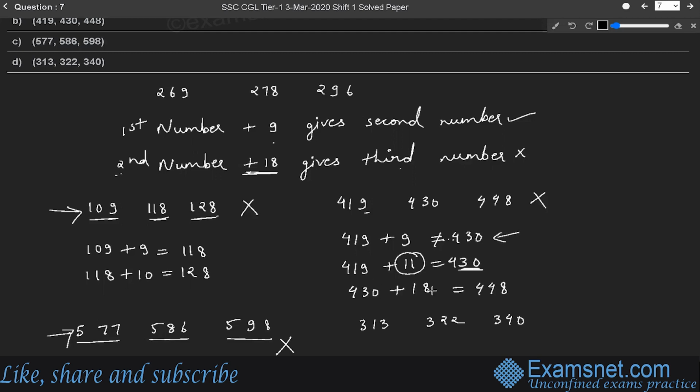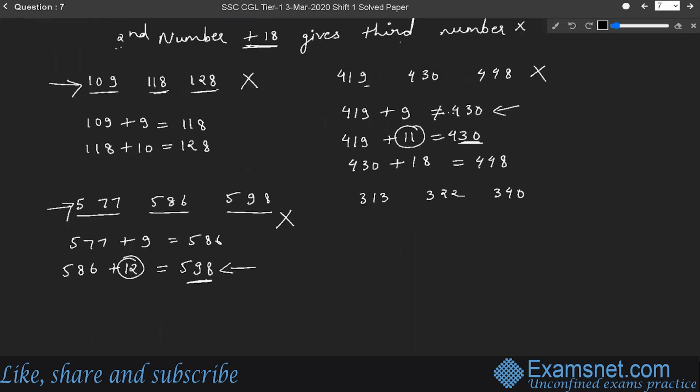Now applying the same concept here, first number plus 9. Here the first number is 313. 313 plus 9 will be equal to 322, which is the second number. So the first part is absolutely correct. The second part of the concept is second number plus 18 gives the third number. Okay. So what is the second number here? The second number is 322, plus 18 because we have to add 18 to the second number. Then 322 plus 18 will be equal to 340, which is the third number.